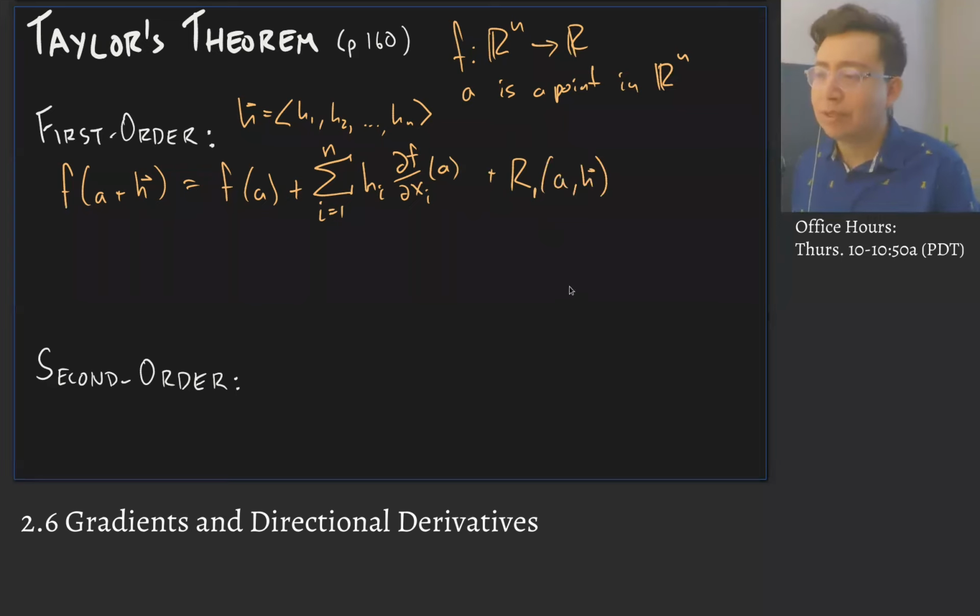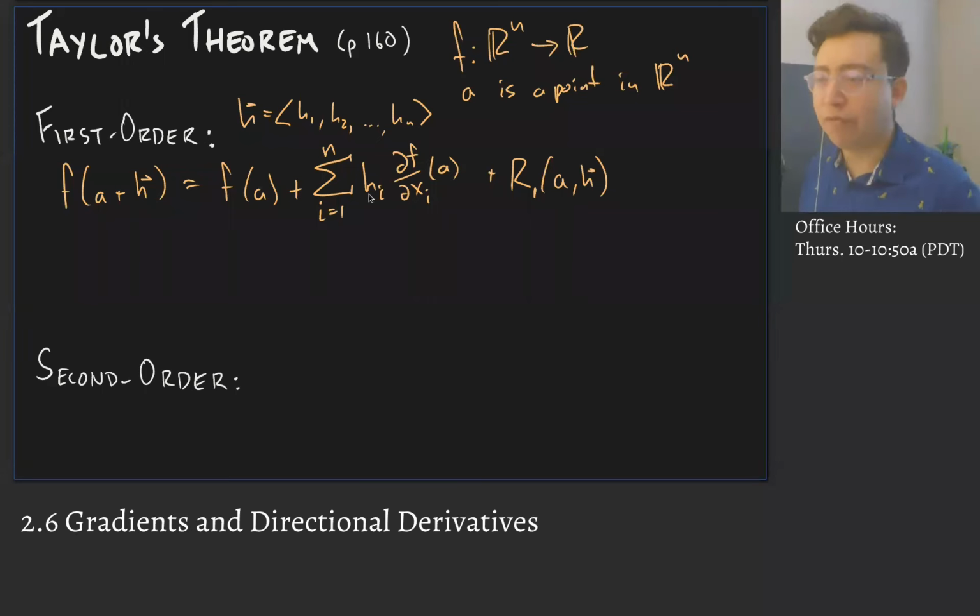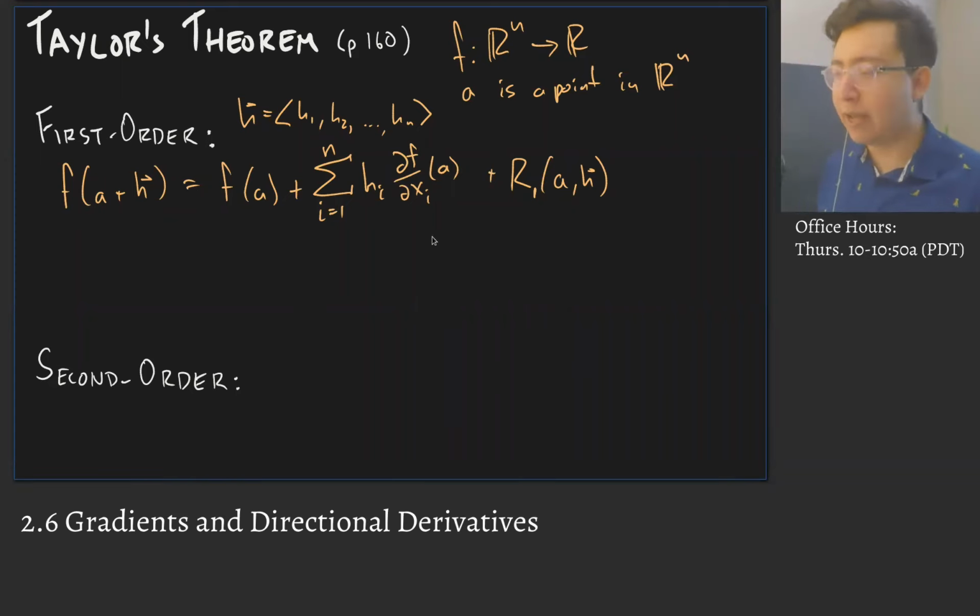So basically, this is going to be equal to f of A, and then the sum of all of these, what we call first order terms, because we're taking the first derivative of f and plugging in a.